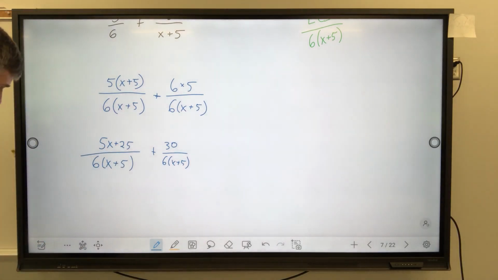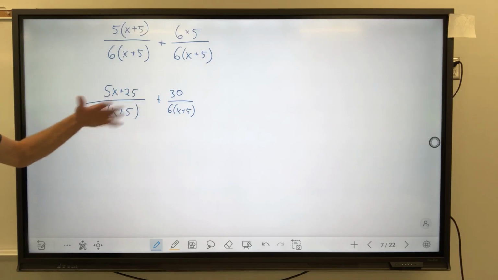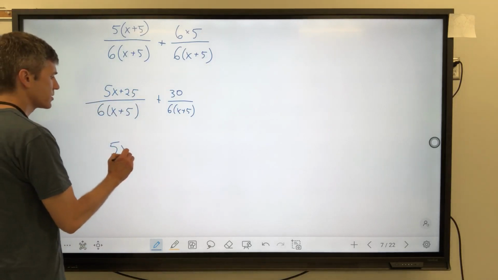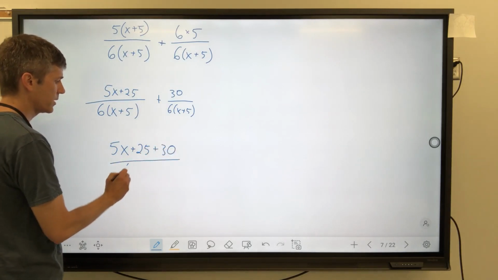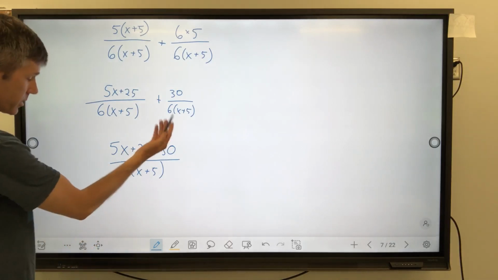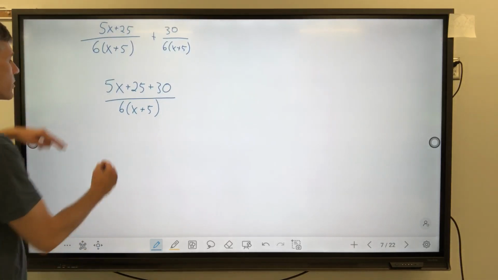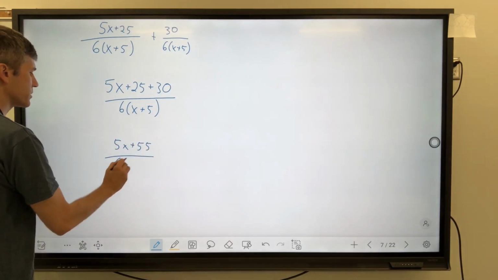Okay, let's keep going. When we do that, we're going to add these numerators together. I'm going to drag this out a couple extra steps. So 5x plus 25 plus 30 over 6 times x plus 5. If you want to do this in your head, you can. You'd say, oh, that's 55. Yeah, sure, fine, you're right. So 5x plus 55 over 6 times x plus 5.